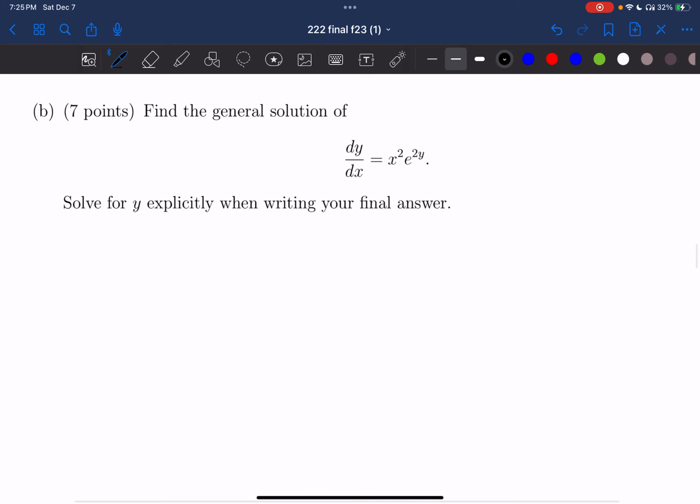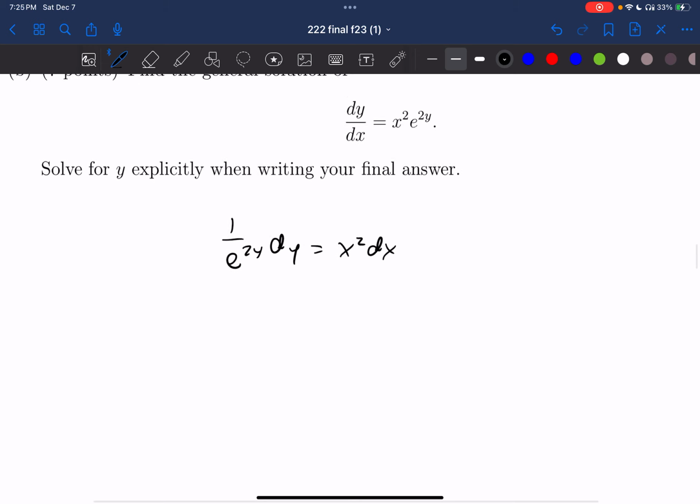Okay, find the general solution of this. So we have a differential equation. We're probably going to have a separable one, and yes, here we have a separable equation. This is a pretty straightforward, basic separable equation. If you multiply dx over and separate y and x, putting y's on one side and x on the other side, you're going to get 1 over e to the 2y dy will be equal to x squared dx.